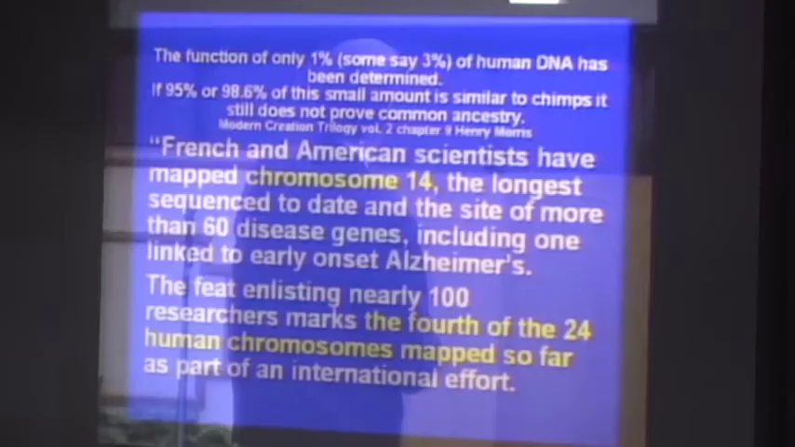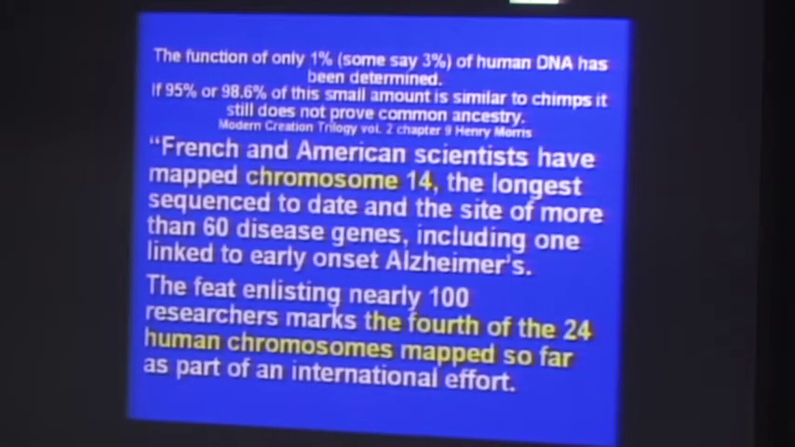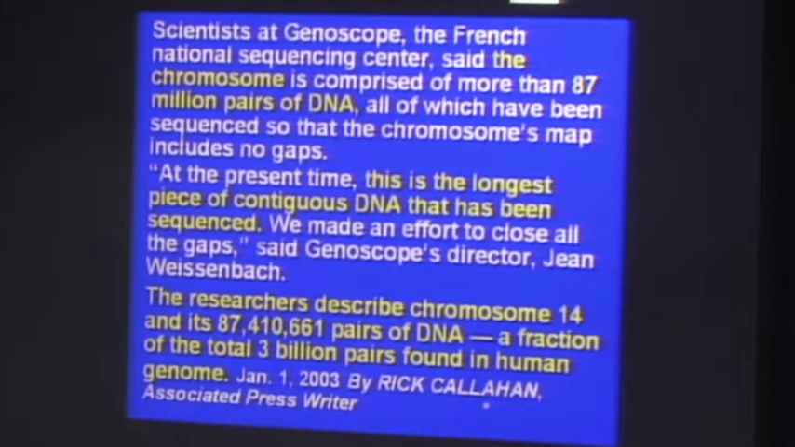French and American scientists have mapped chromosome 14, the longest sequence to date, and the site of more than 60 disease genes. The feat enlisted nearly 100 researchers and marks the 4th of the 24 human chromosomes mapped so far. If somebody tells you they have mapped the entire human genome, you tell them Kent Hovind said they're mistaken or they're lying. Okay, they've only mapped a small percentage.